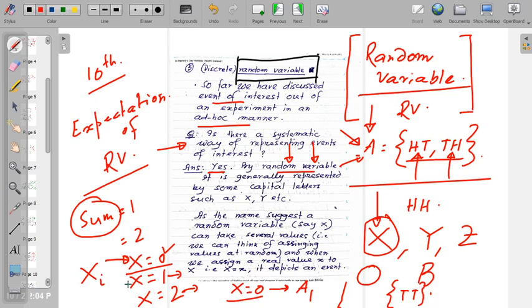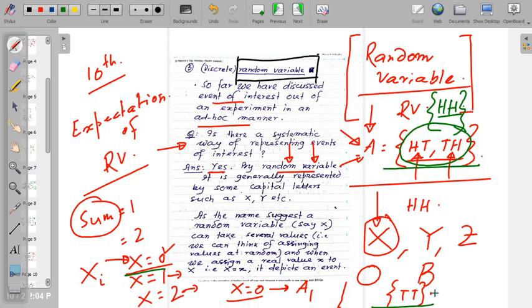X equal to 1 means we are looking for exactly one head. Which are the elementary events that will comprise this? HT and TH. X equal to 2 will depict another event, 2 heads, HH. So the event X equal to 2 comprises this set, X equal to 1 comprises this set, and X equal to 0 comprises this set.